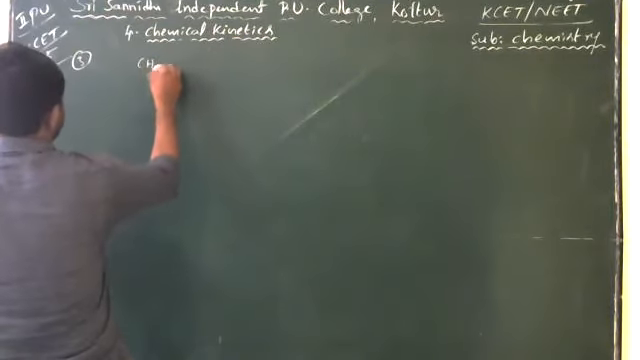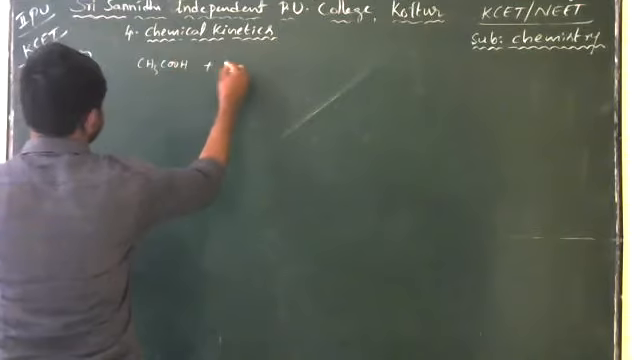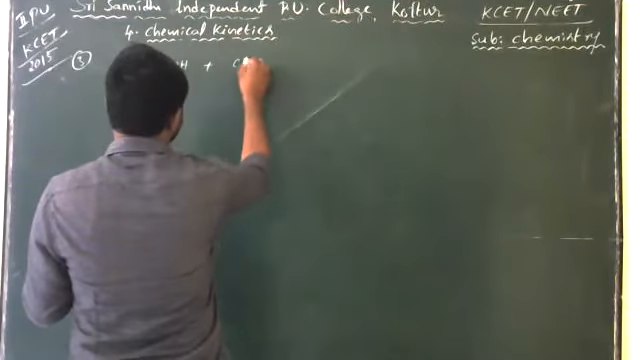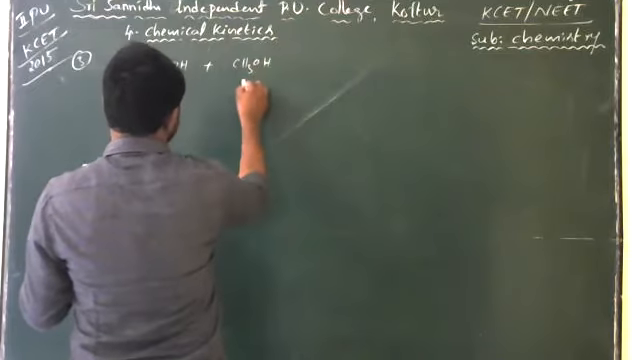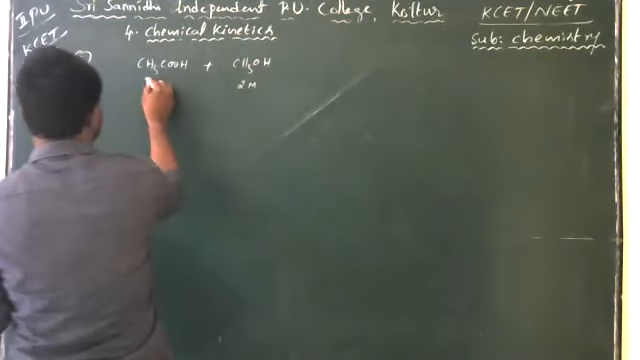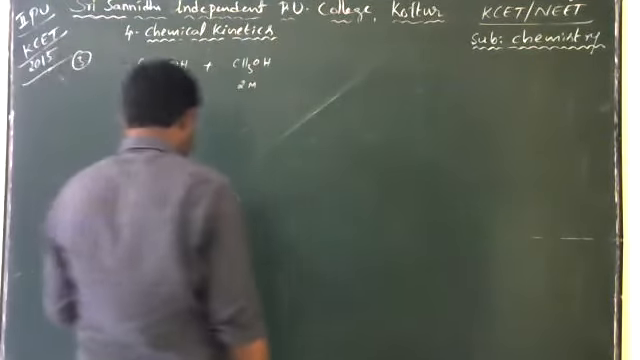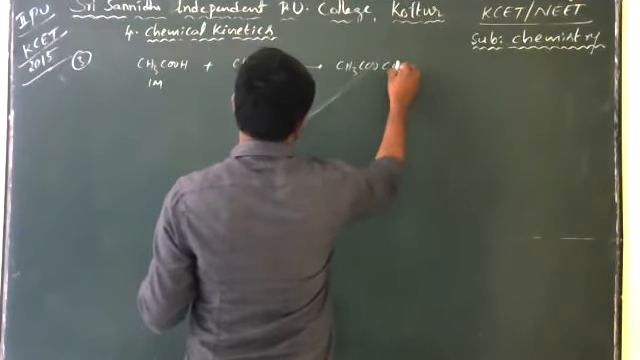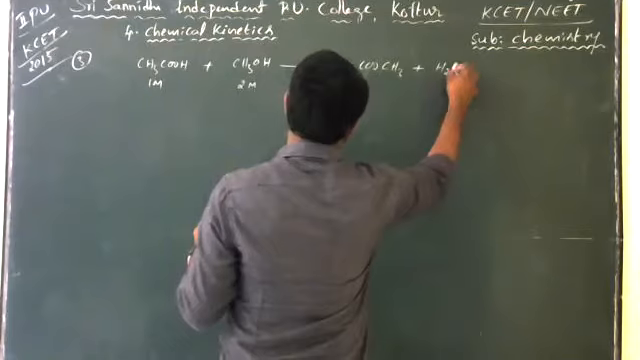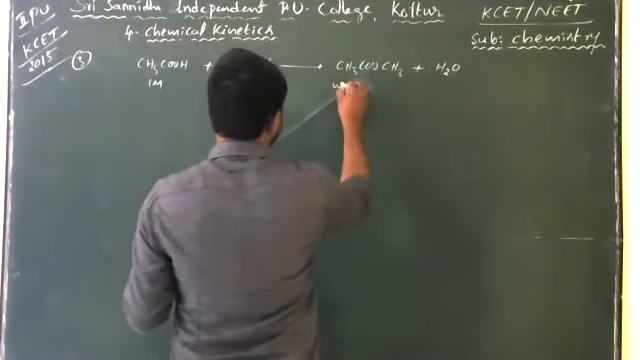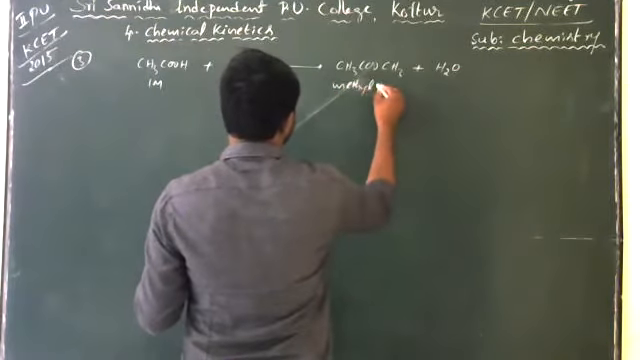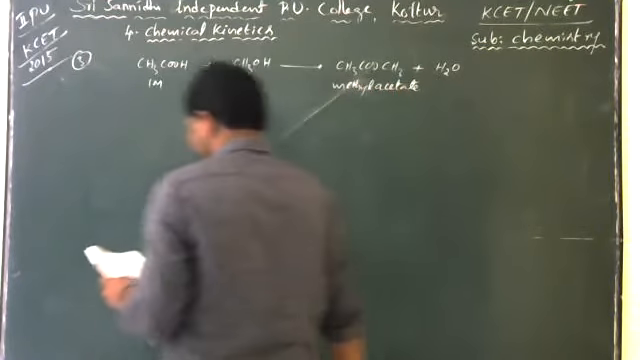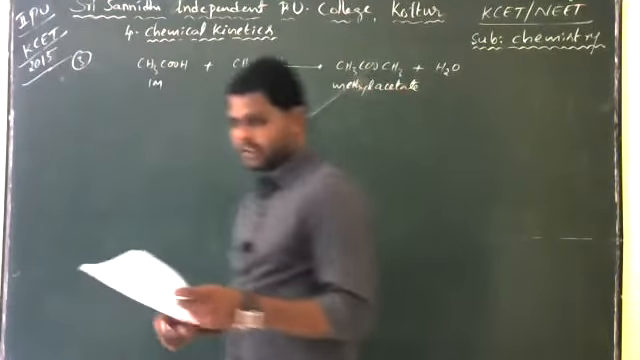100 centimeter cube of 1M CH3COOH is mixed with 100 centimeter cube of 2M CH3OH. So the concentration here is 2M, and here 1M, right? To form the ester, the reaction is CH3COOH plus CH3OH. This is the ester, which is called methyl acetate. We also write methyl acetate, right? So when the ester forms.